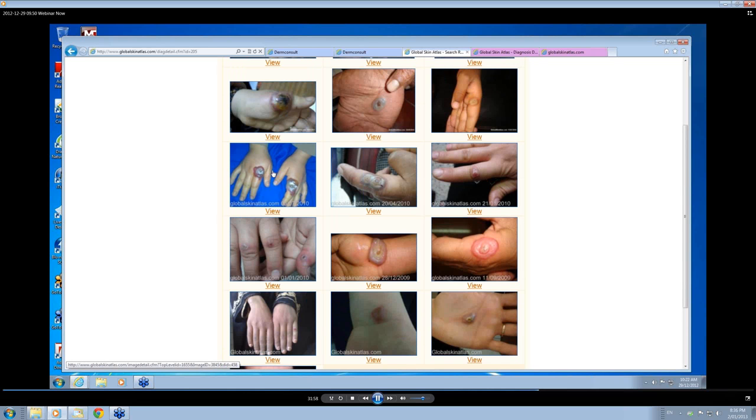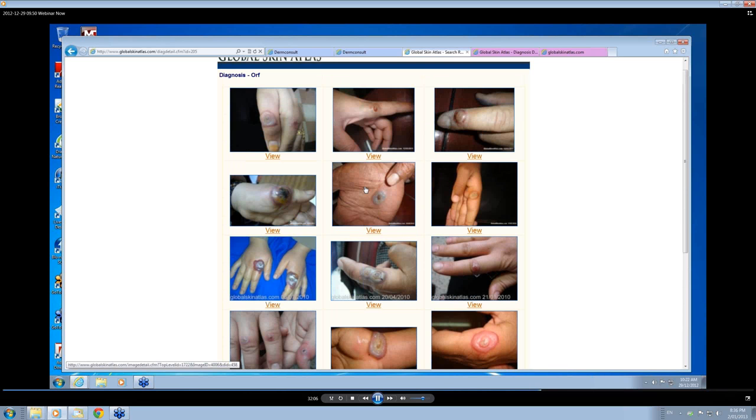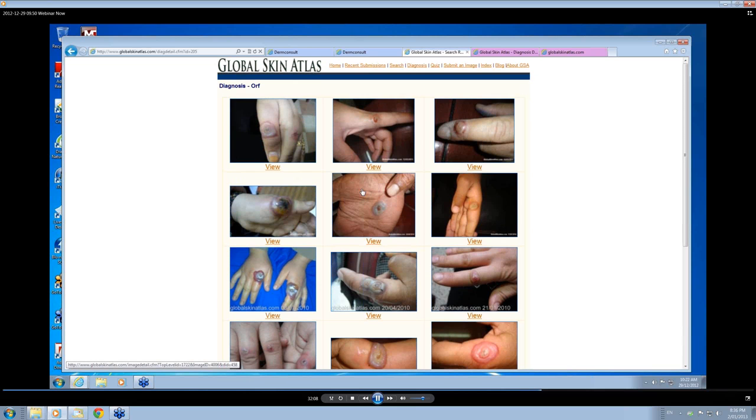This one here, that's almost like Sweet's syndrome as well. That little Sweet's that we saw early on, the pyoderma gangrenosum condition, neutrophilic dermatosis. Look at them all. See how they all present as these big blisters. If you've got time, go into Global Skin Atlas, have a little look at the various examples of ORF that we have there.